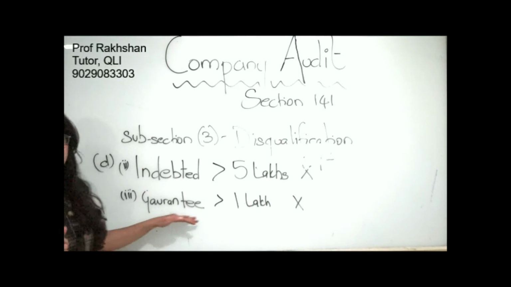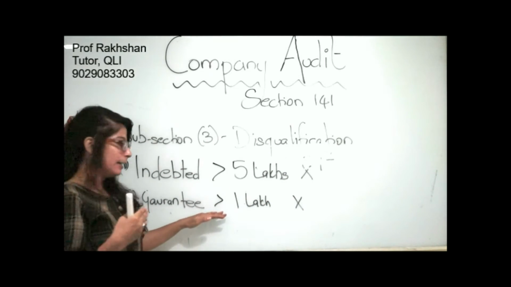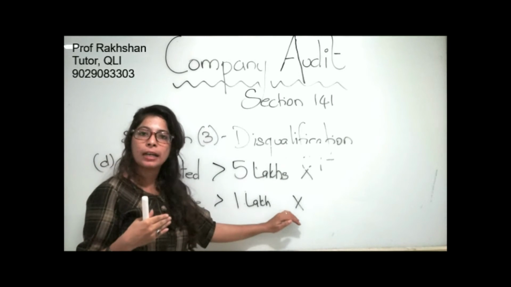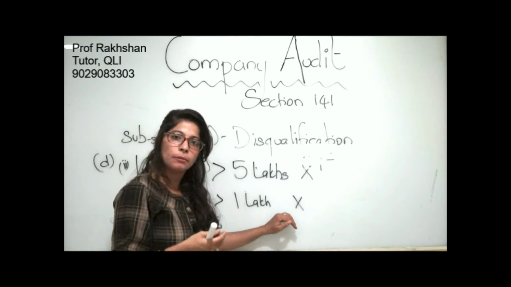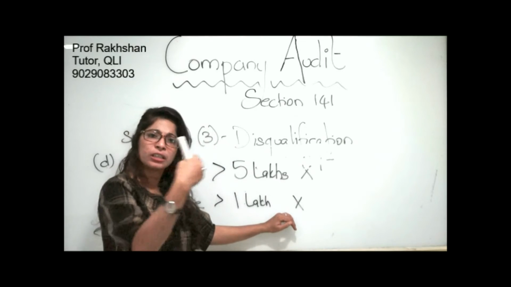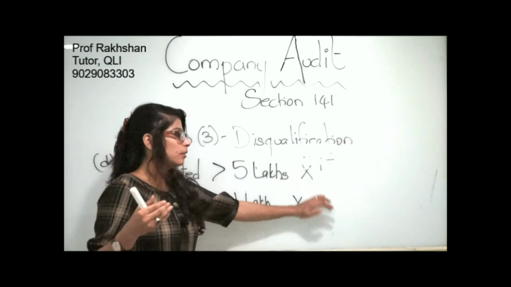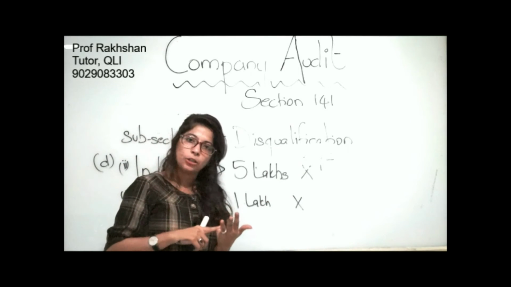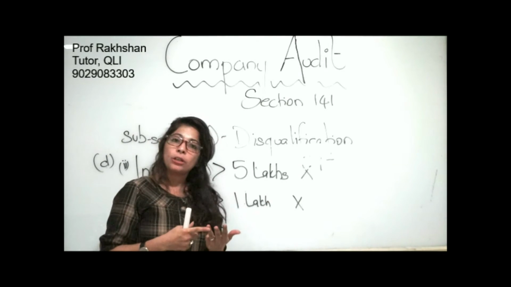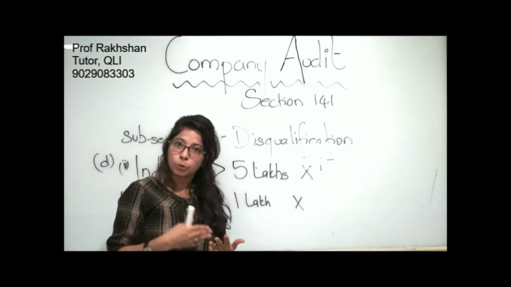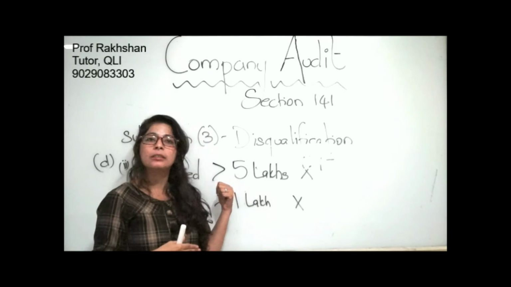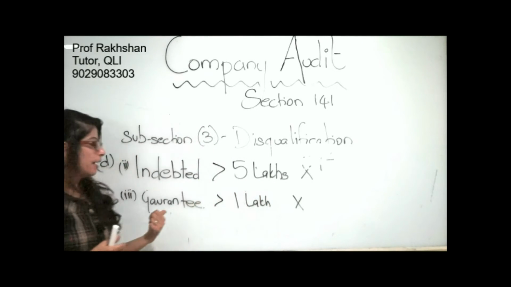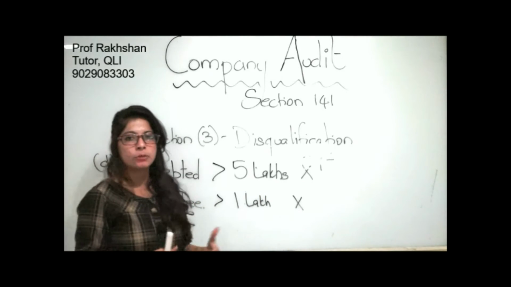The guarantee clause, what does it say? Guarantee given in excess of rupees 1 lakh for a third person by the relative, auditor or his partner will make him disqualified. So we studied three conditions: any security, then security to be held by the relative up to rupees 1 lakh, indebtedness to the limit of 5 lakhs, and guarantee to the limit of rupees 1 lakh.